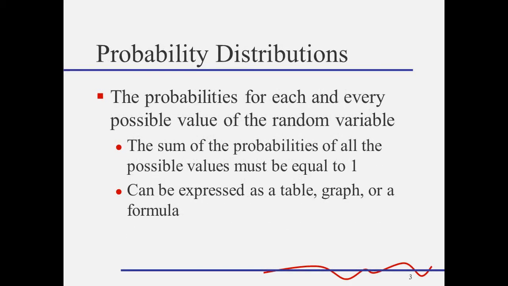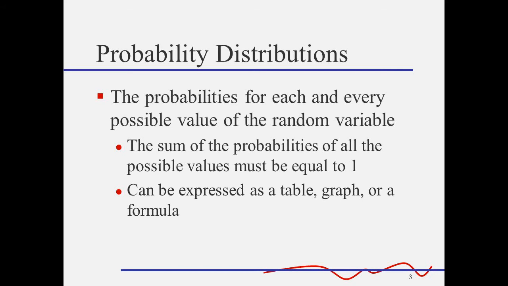A probability distribution gives every possible value of the random variable and the probabilities for all the values. Because we've listed everything that can happen, when we add up the probabilities, they must add up to 1. If it's less than 1, then we didn't list all the possible values. If it's more than 1, then we've made a mistake in assigning probabilities.